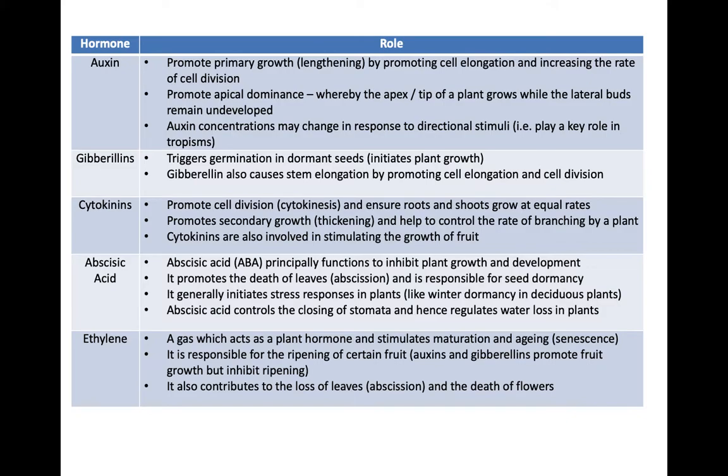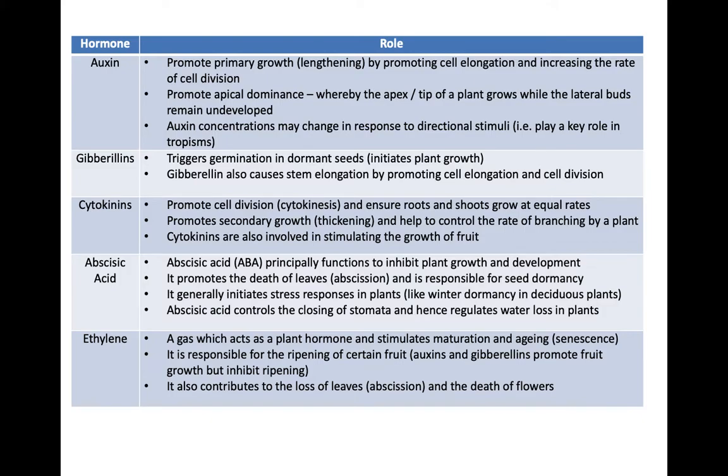Gibberellins trigger germination in dormant seeds, which we will look at in the next lesson. Gibberellins also cause stem elongation, promoting cell elongation and cell division as well. If you've ever seen lettuce, sometimes it can bolt, where it just shoots upwards, and this is caused by this hormone called gibberellins.